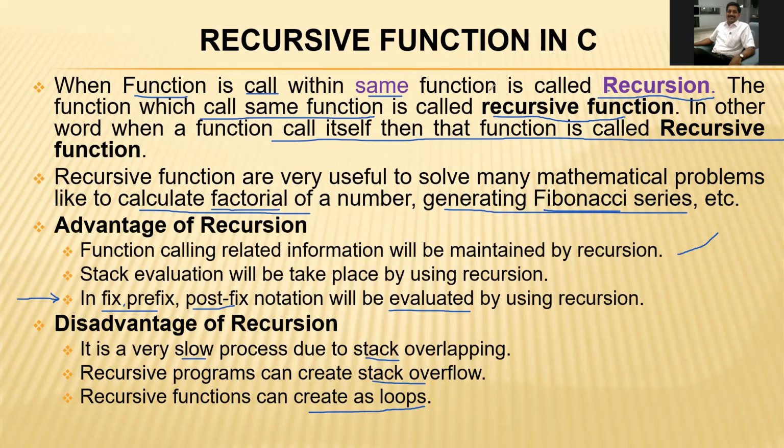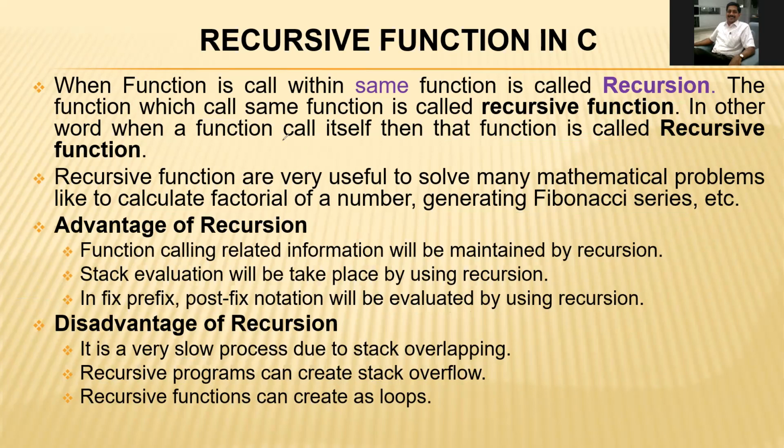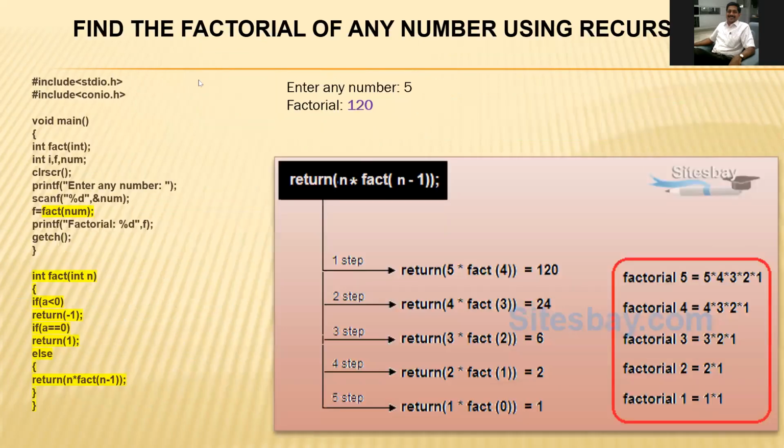Okay, so this is the recursive function. The function that calls itself is called a recursive function. Keep in mind, every time the function calls itself. What is an example of this? Finding the factorial of any number using the recursive function. You just see the factorial function. How will the factorial be calculated, on the right hand side?